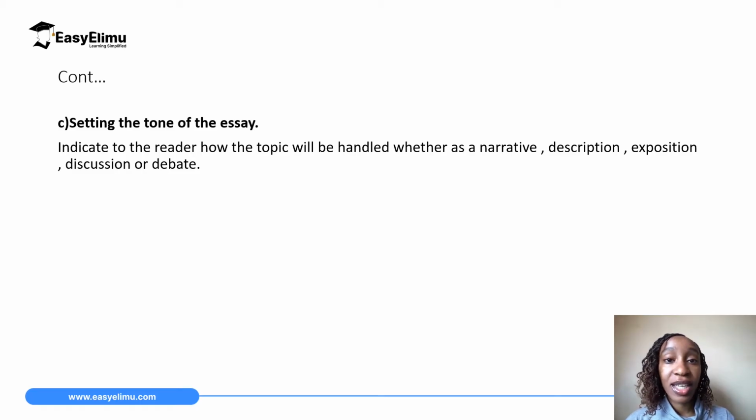And lastly, the introduction of the essay sets the tone of the essay. It indicates to the reader how the topic will be handled, whether it is a narrative, a description, an exposition, a discussion, or a debate. So it is important to mention if you're going to discuss it, you're going to describe the topic, or you're going to narrate maybe a story. That is what we mean when we say we set the tone. So as the reader goes in, they know that I am reading a narrative, or I am reading a debate, or a discussion, or a description.